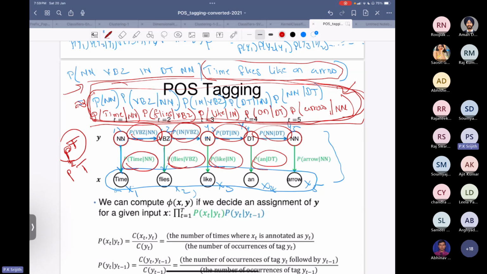In order to learn those probabilities, you need labeled data, and there is some part-of-speech tagged data available, a very huge amount, and you can make use of it. I'm not sure if Brown corpus is part-of-speech tagged.